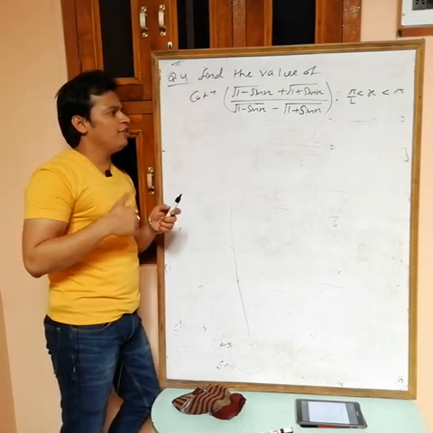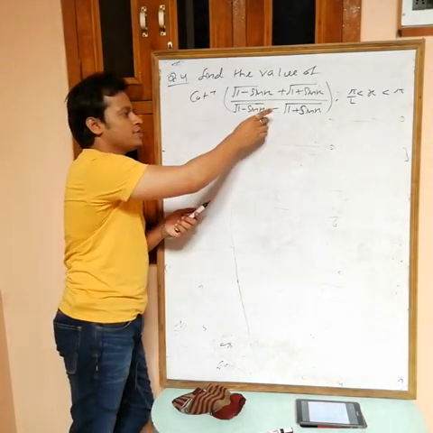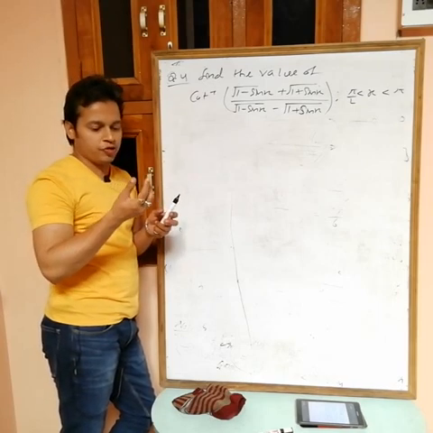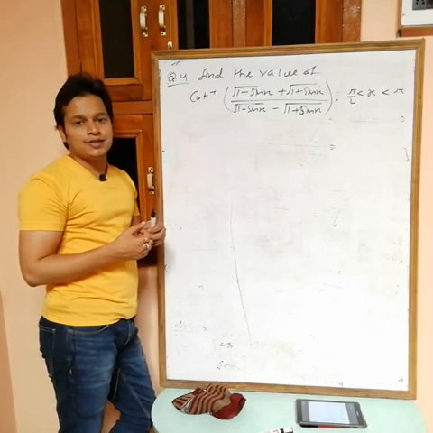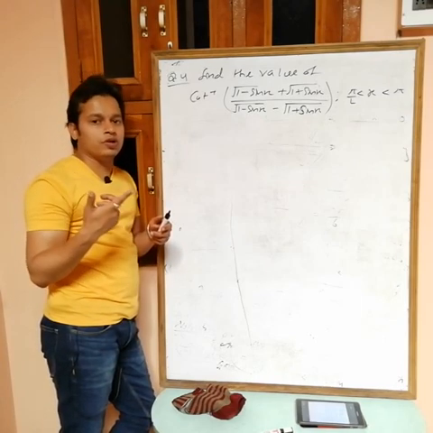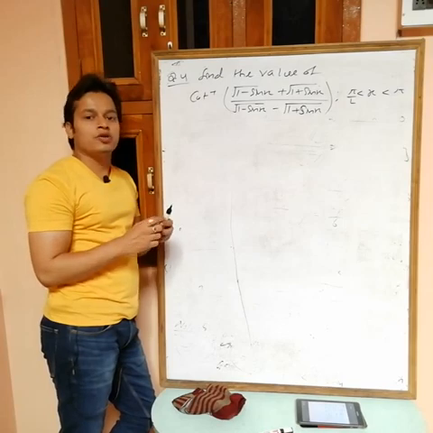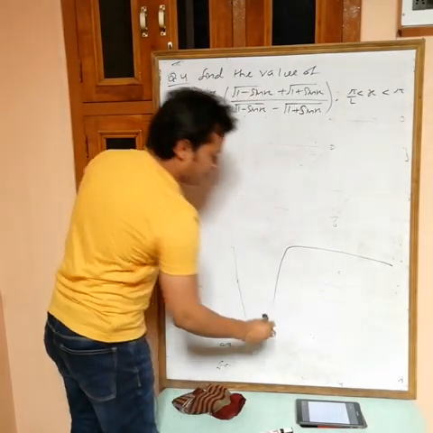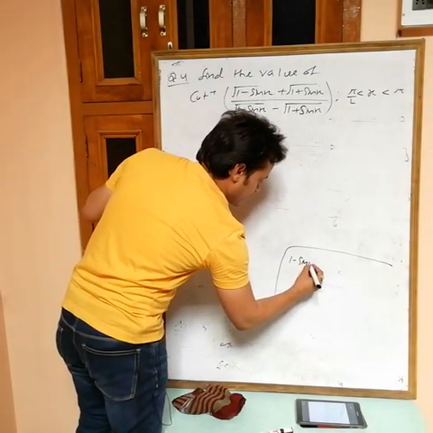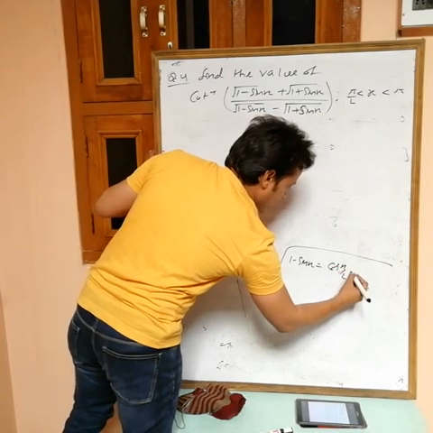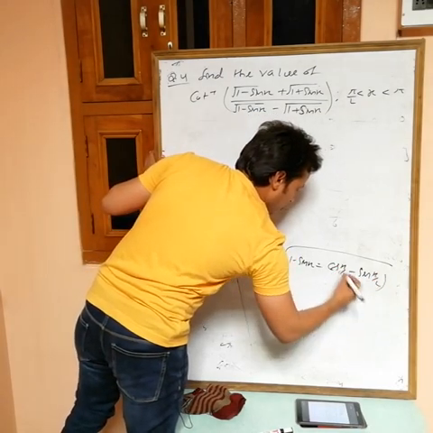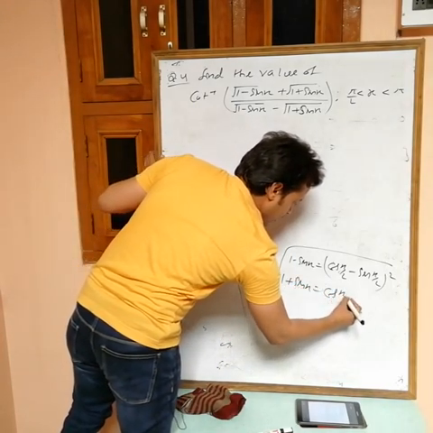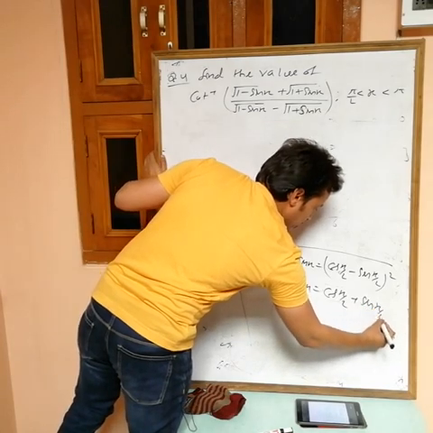Now to find the value of this one you have 2 options. Either you can rationalize the denominator, or I will use another method because we have to remember that formula. 1 minus sin x is (cos x by 2 minus sin x by 2) whole square, and 1 plus sin x is (cos x by 2 plus sin x by 2) whole square. Remember that.